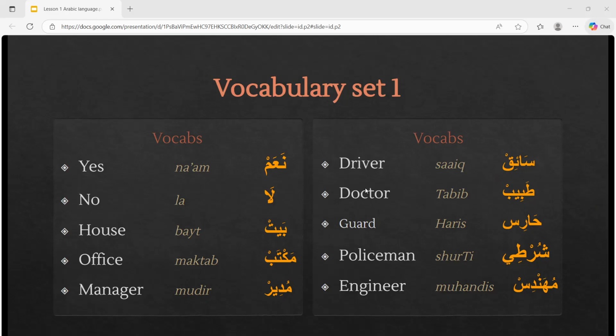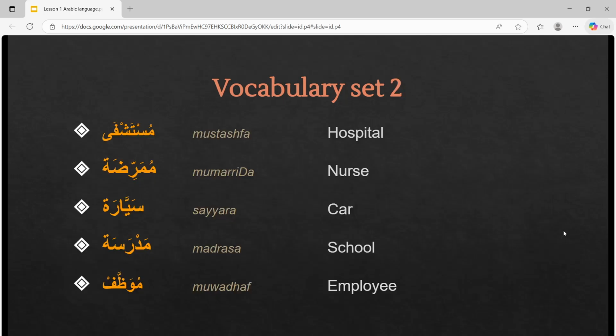Sa'iq, driver. Tabib, doctor. Haris, guard, a security guard. Shurti, a policeman. Muhandis, engineer. All right, so this is about 10 vocabulary words here. Let's move on to the next set of vocabulary.